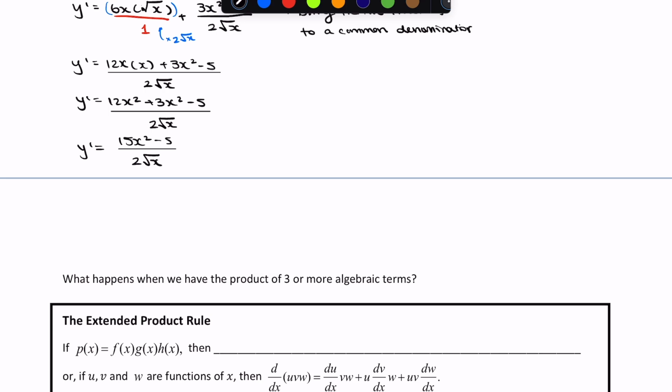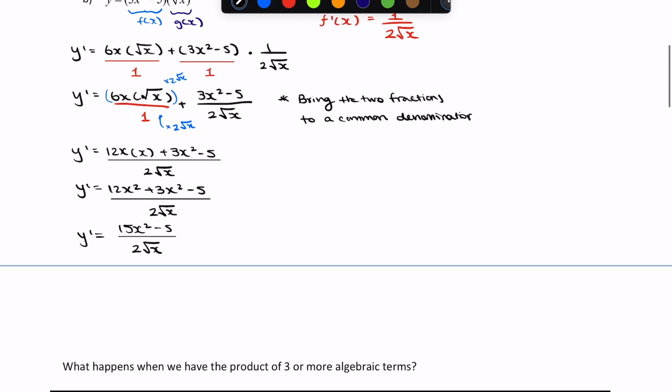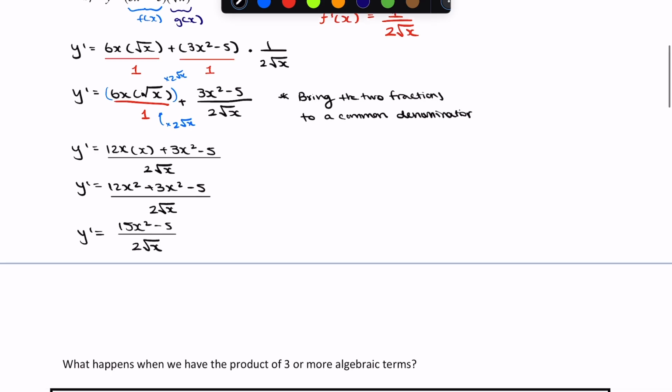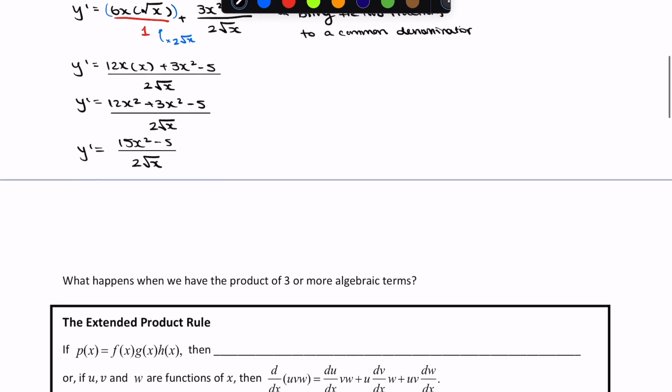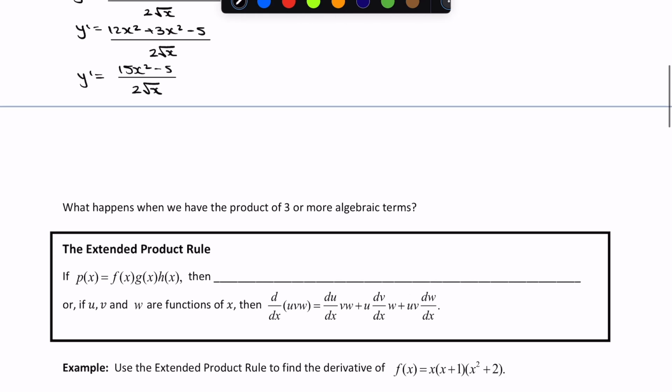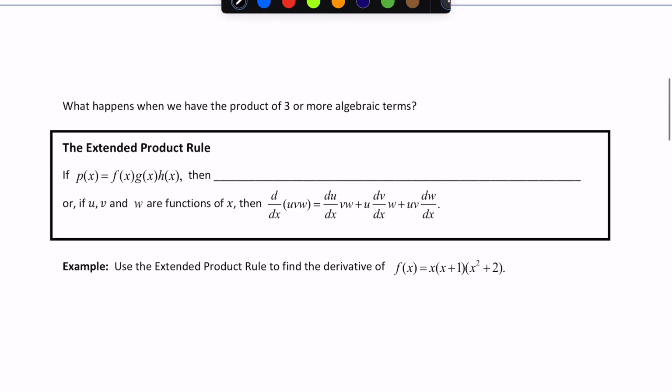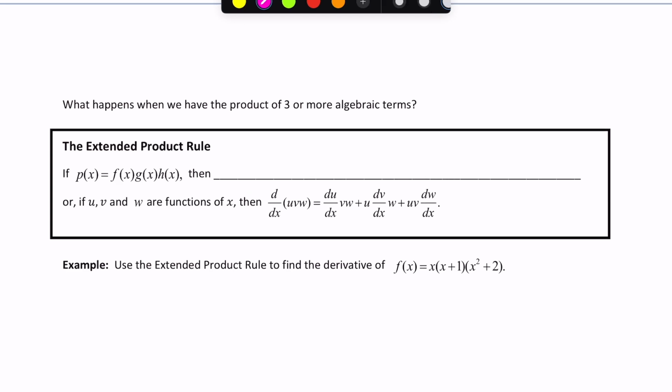Okay, so again, the examples that we were looking at before just have two products. So for example, this question that we just did, it was 3x squared minus 5 times square root x, so two products. What if we have product of 3 or more algebraic terms? So here, let's look at the extended product rule.